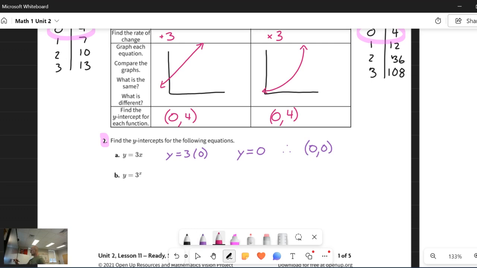We go down here, we do the same thing for b. We're saying y is equal to 3 to the 0th power. Well, then we know that y is equal to 1, because anything to the 0th power is 1. So therefore, our y-intercept is 0, comma 1. We plugged in 0 for x, we got 1 as a y. So we're there.